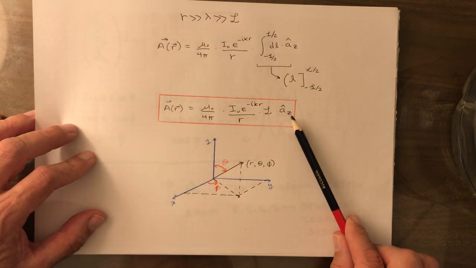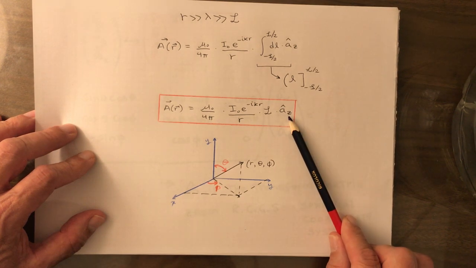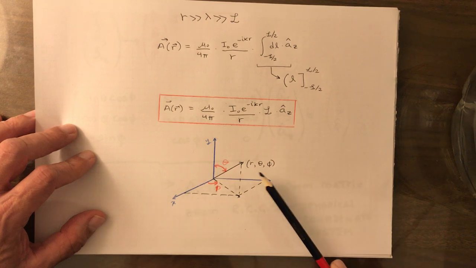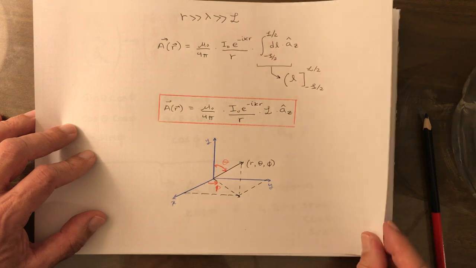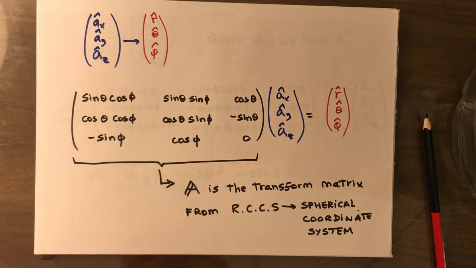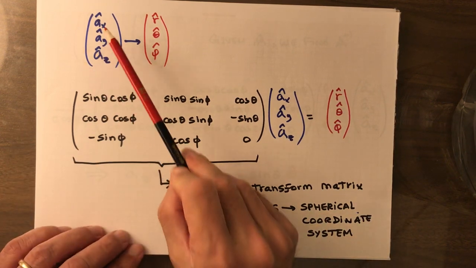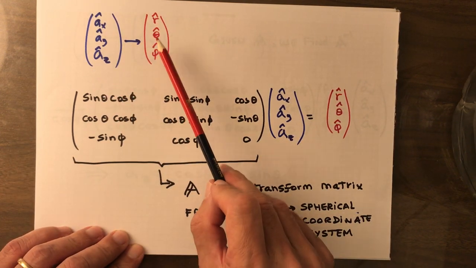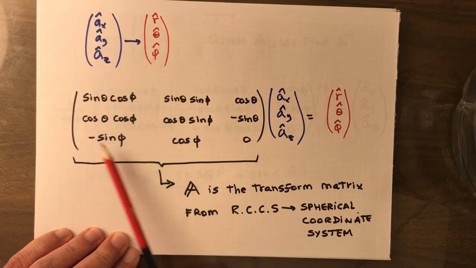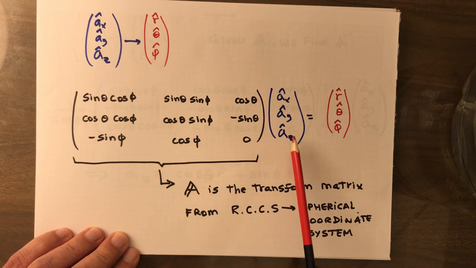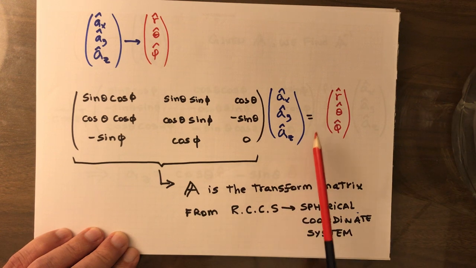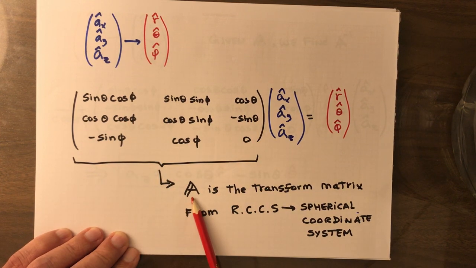Well, then the problem becomes, how do we express a sub z, a unit vector in the z direction, in terms of unit vectors r hat, theta hat, and phi hat? Let me use this little aside to show exactly how we do it. What we're trying to do is go from unit vectors a_x, a_y, a_z to r, theta, phi hat. For that, we use this matrix, which can be looked up, times the unit vectors in the rectangular Cartesian coordinate system, and we end up with spherical coordinate system unit vectors. So this matrix, which I'm calling A in this derivation, is the transformation matrix from rectangular Cartesian to spherical coordinate system.